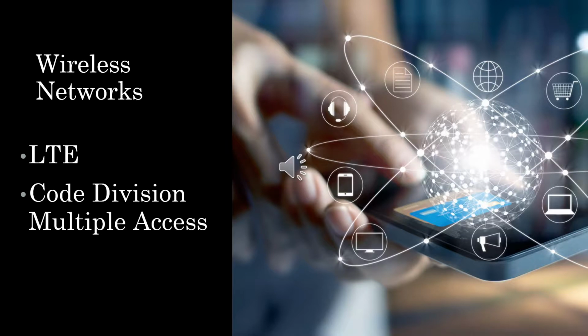In this lesson, we will be talking about wireless networks of Verizon Wireless. The two wireless networks that we will focus on from Verizon are LTE and Code Division Multiple Access. Before we get into talking about Verizon, let's talk about some objects that use wireless networks.